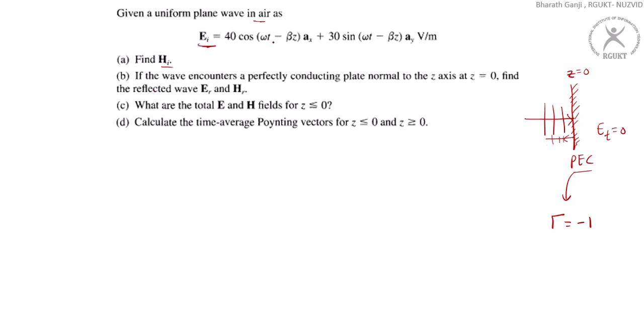First of all, the incident electric field is given. They're asking what is the incident magnetic field. To do this better, let us convert this electric field expression into phasor format. Right now you can see there are cos and sine terms, so it's in time domain. To convert it into phasor format, I will replace sine of omega t minus beta z with cos of omega t minus beta z minus pi by 2. That gives you the same sine value.